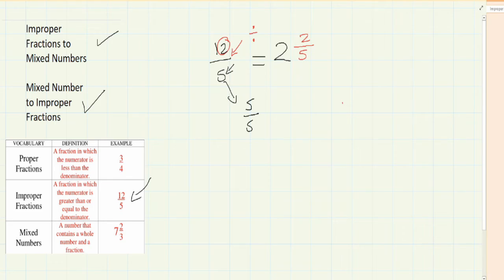How does this look in terms of fractions? You've got 1 5 over 5, you've got another 5 over 5, and you have a 2 over 5 as well. And that's what makes up that 2 and 2 fifths.